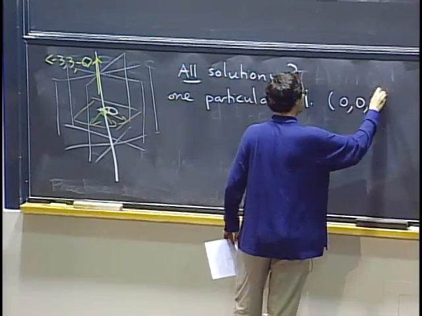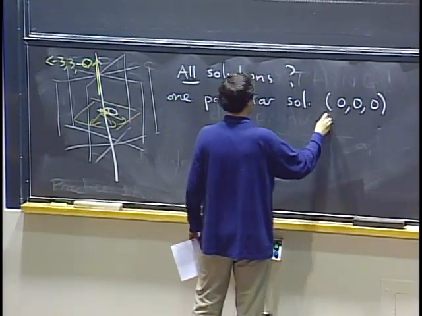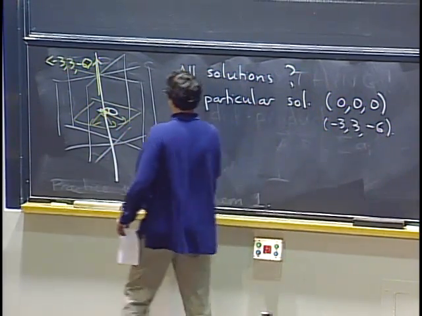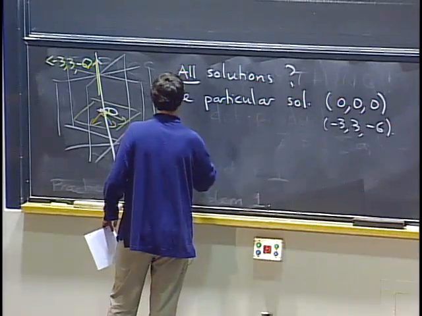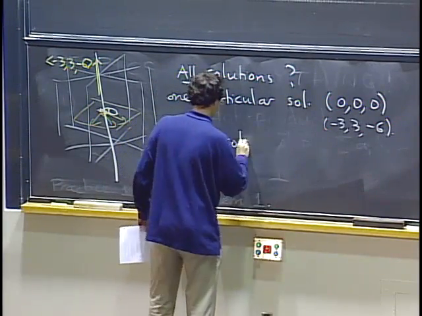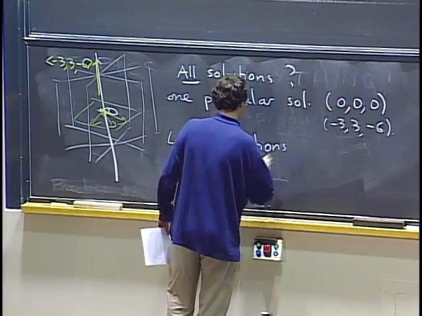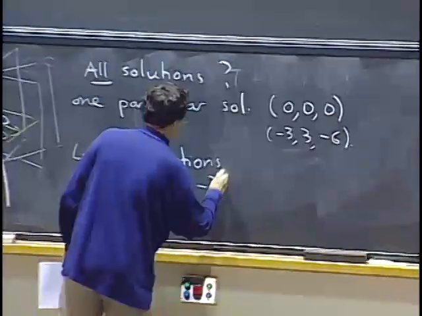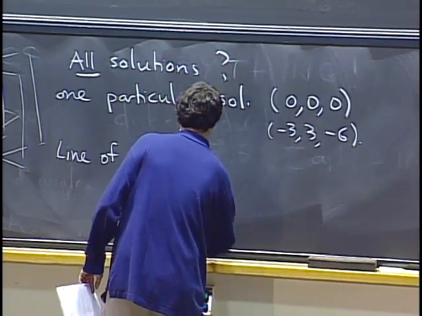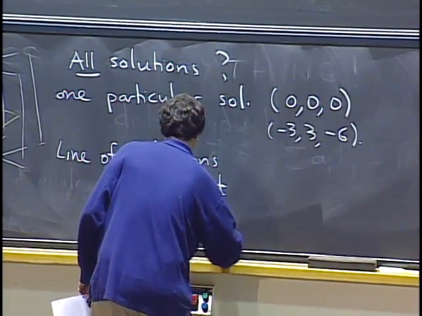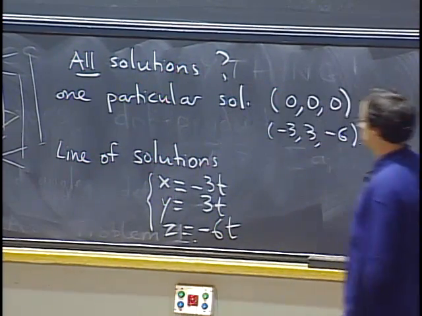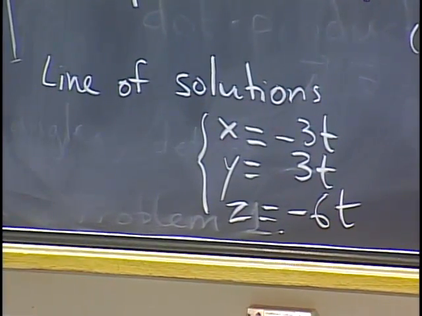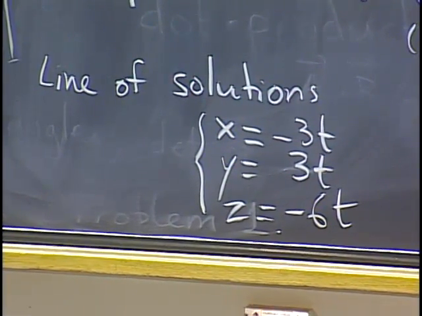Actually, we have found another one too, which is -3, 3, -6. But anyway, so now the line of solutions has parametric equation x equals -3t, y equals 3t, z equals -6t, or anything proportional to that. Okay, so that's how we would find all the solutions if we wanted them.